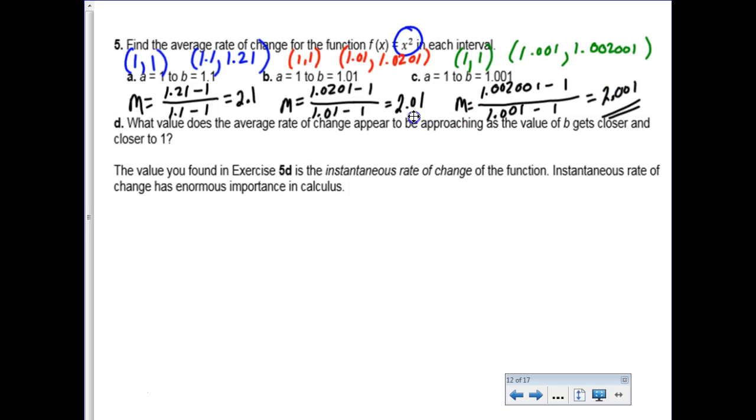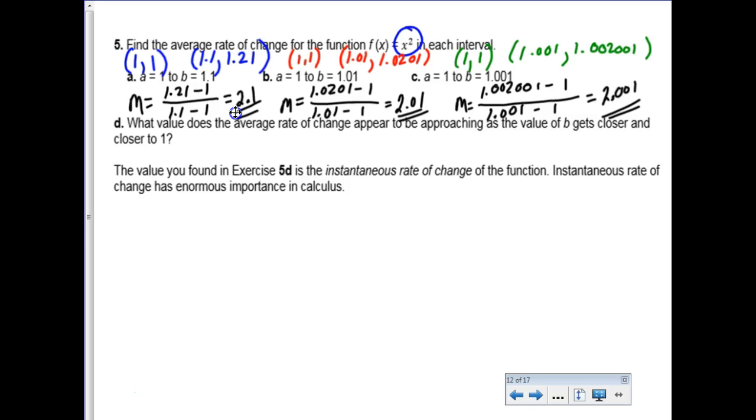All right, so what's happening here? Look at your outcomes for the average rate of change. When the points were relatively close to each other, 1 and 1.1, I got 2.1. And then when I got even closer together, it became 2.01. And then even closer yet, I got 2.0001. Now, we stopped this, but I could have kept it going. We could have plugged in like 1.0001 and then 1.000001. And what do you think would be happening to our outcomes every time? They're going to get closer and closer and closer to 2.